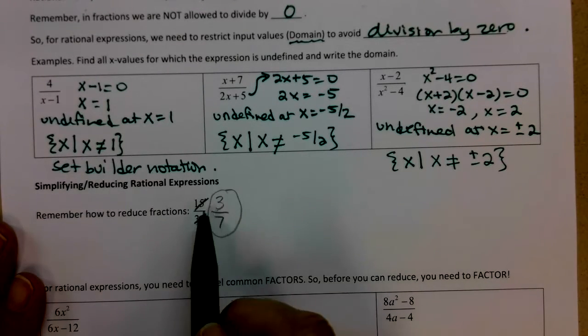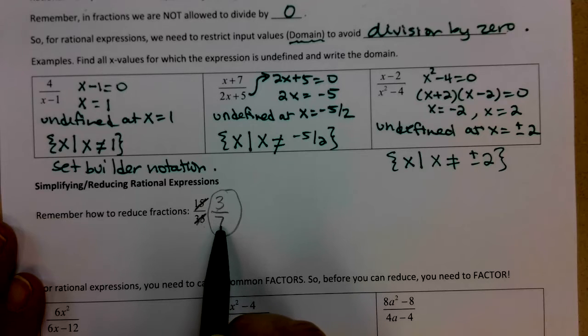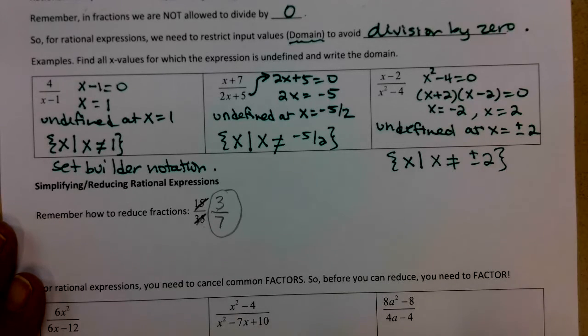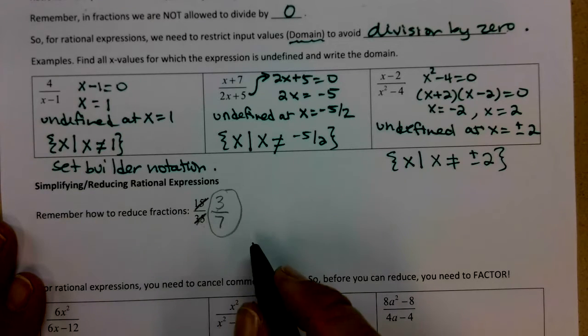Now I want you to think about that. So that means that these two fractions are exactly the same value, same place on the number line. It's just a different way to write it.